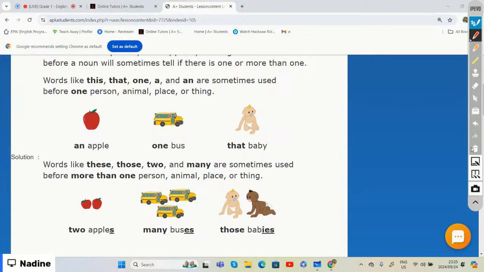And we can use words like these, those, two, many, just before our noun that refers to more than one person, more than one animal, more than one place, or more than one thing.